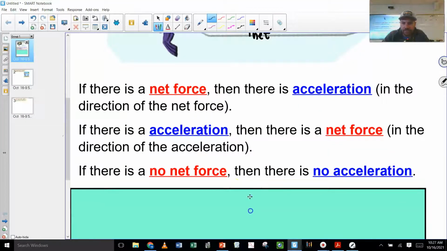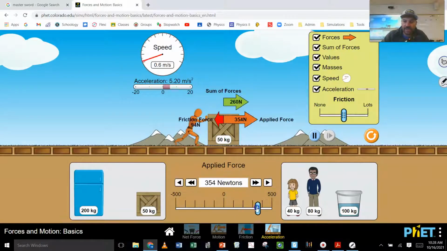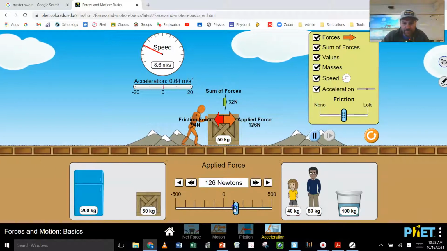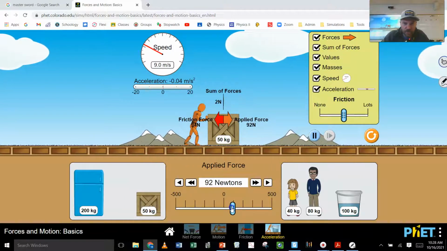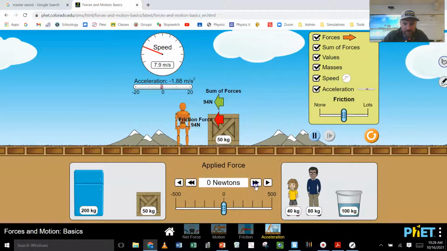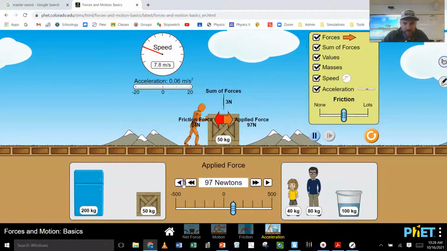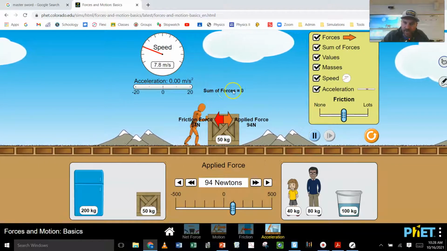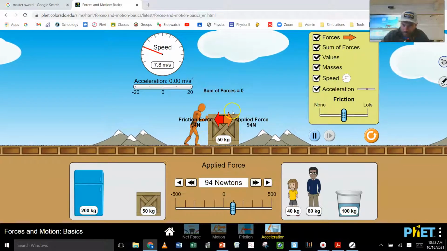You can say this. The opposite of this one: if there's no net force, then you have no acceleration. No net force, no acceleration. Again, that doesn't mean that there's no movement. There's no acceleration. So here, I can have a net force, remember from before, of 0, so there's no net force right now. There's no net force, but there's motion.